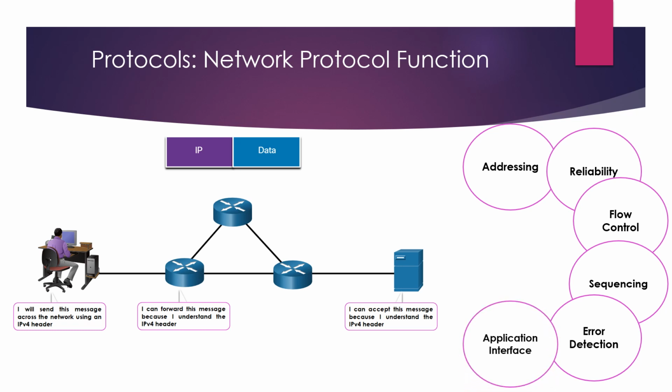And at last, we will have the application interface. This function contains information used for process-to-process communication between network applications. For example, when accessing a web page, HTTP or HTTPS protocols are used to communicate between the client and the server web process.